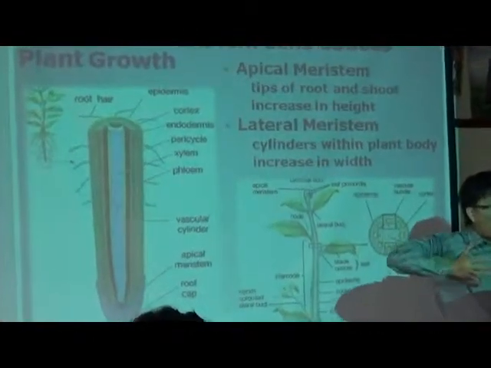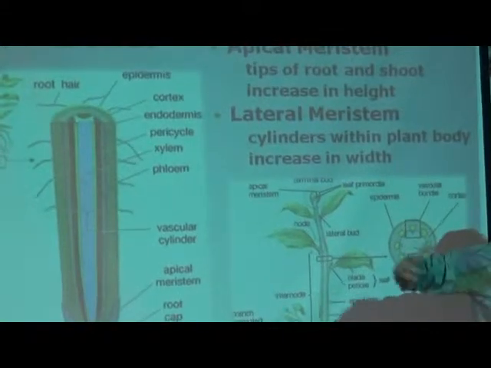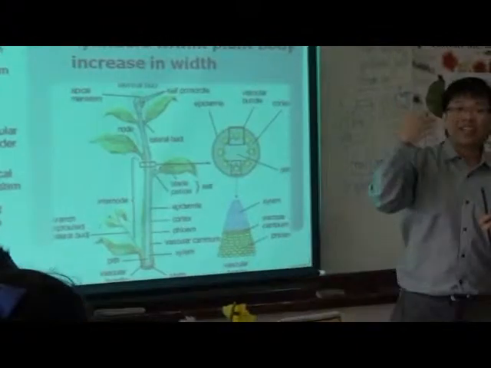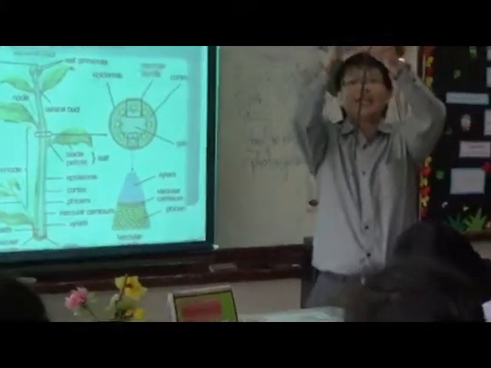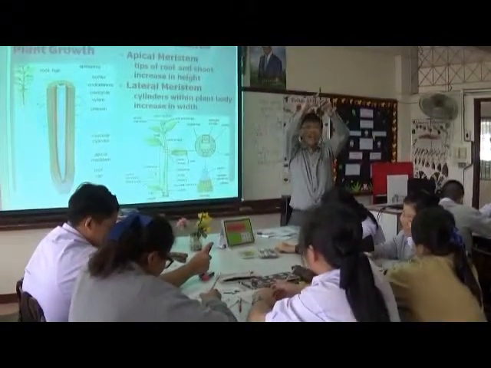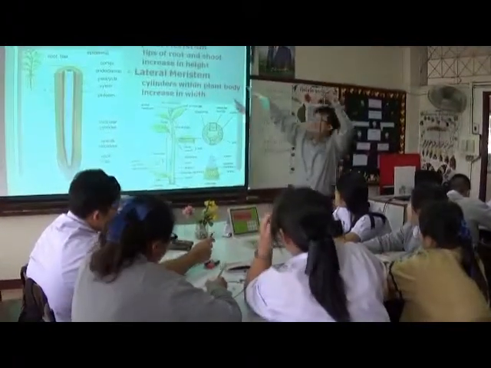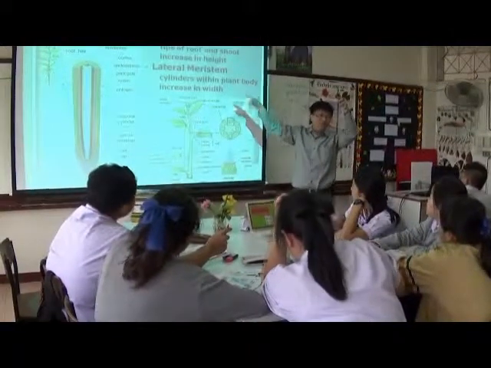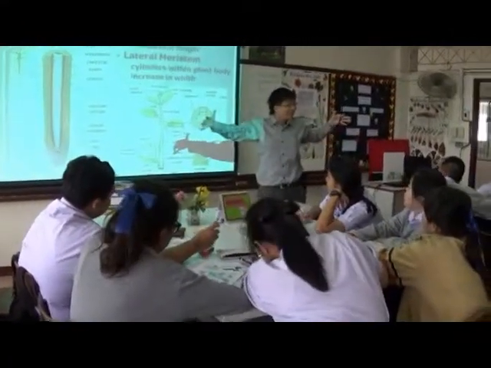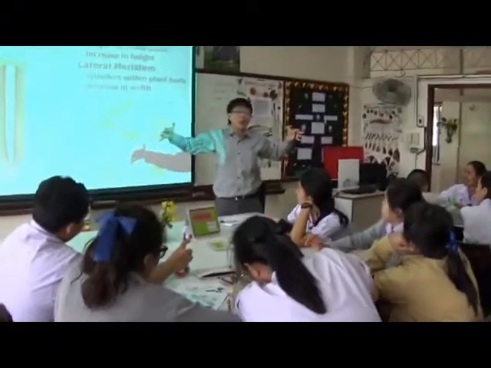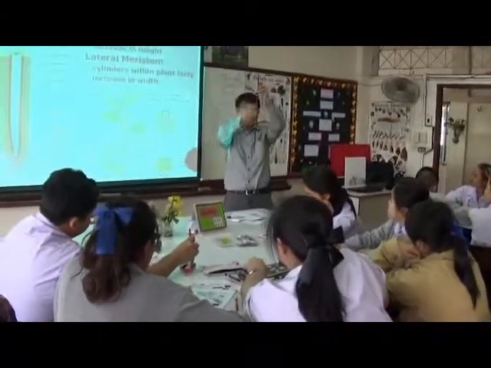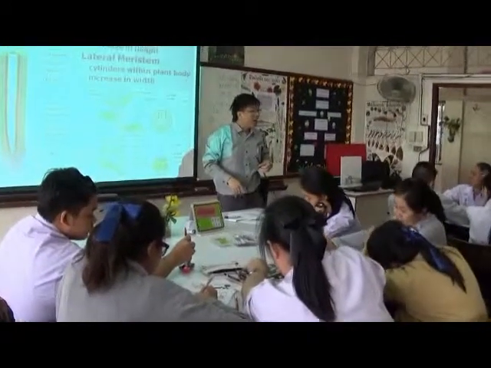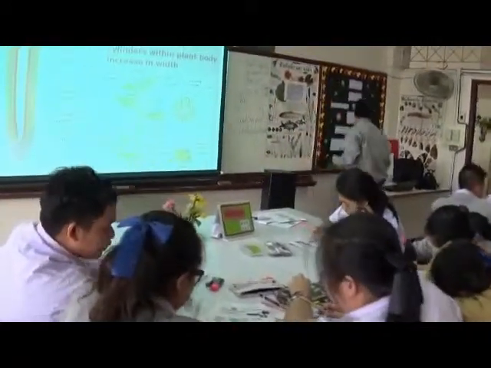the lateral is the large. Okay? The large one is the lateral meristem. You can understand this. That high is the apical meristem, and the large one is the lateral meristem. Okay, you can understand this.